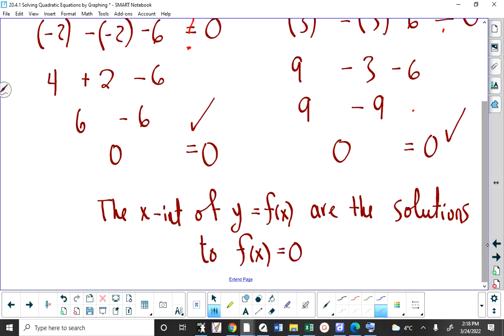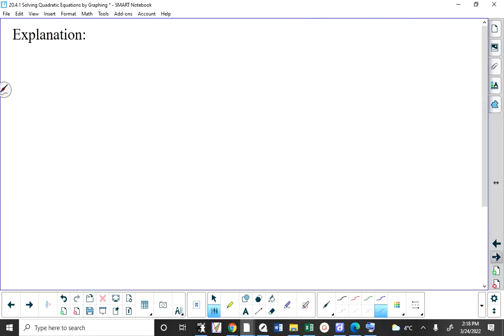F of x is just the expression. If I graph y equals the expression and find the x-intercepts, I will be solving the equation that's the expression equal to 0. Why is this? Like, why should that be the case? Well, if I asked you to solve, just imagine.